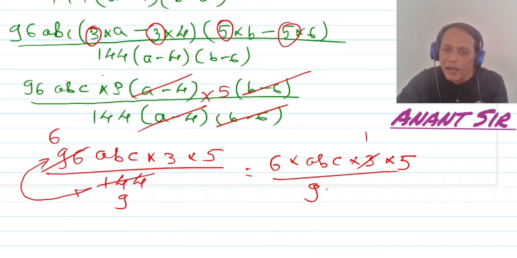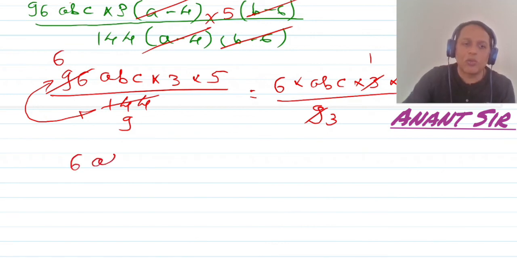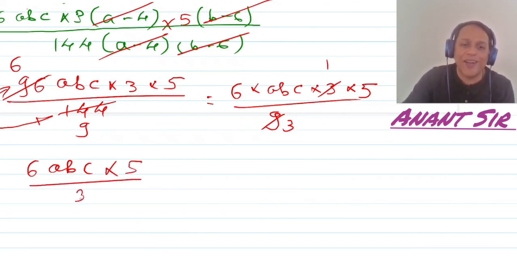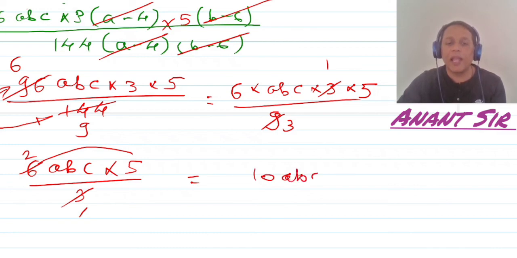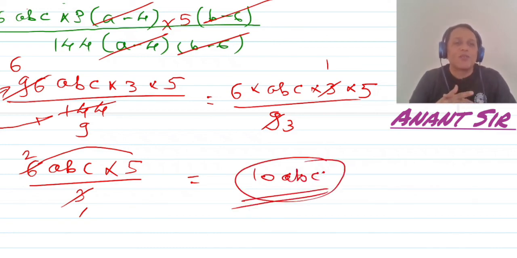So 3 ones are 3, 3 threes are 9. I am doing it step by step, okay. We are not in a hurry to solve this. 6ABC into 5 divided by 3, 3 ones are 3, 3 twos are 6. So this is our final answer, friends. 5 twos are 10, ABC.